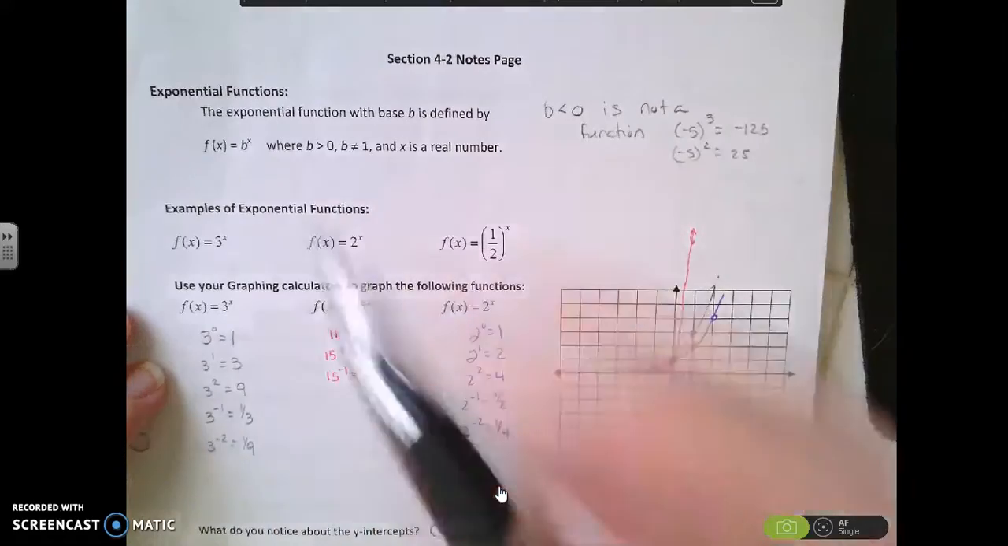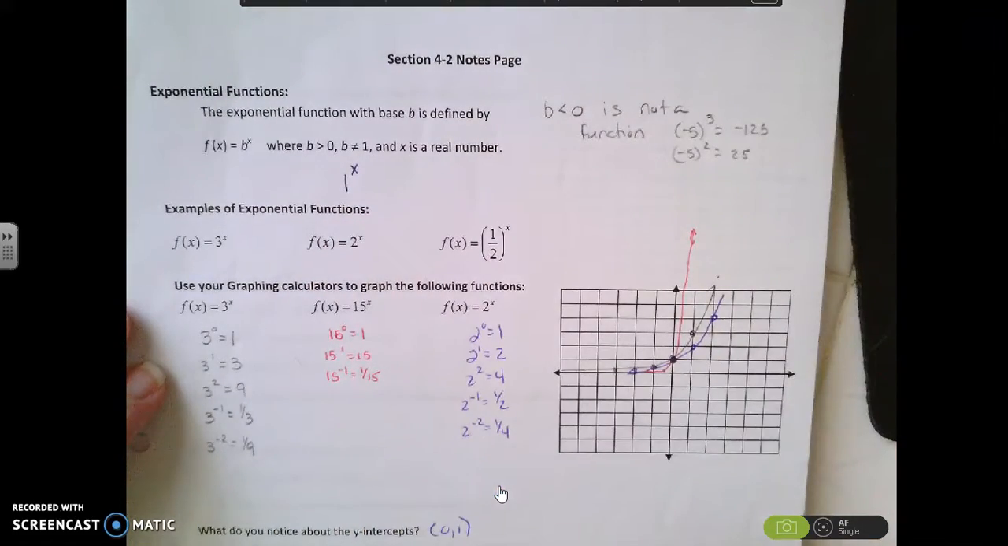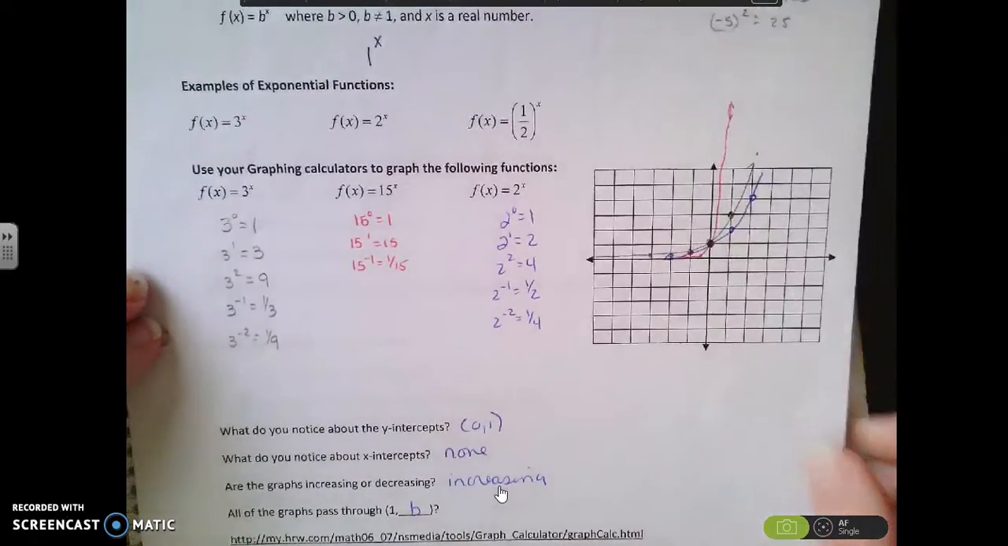So think about this for a second. If you had 1 to some power, 1 to any power is going to be 1. So we eliminate 1 because that's going to give us the same set of numbers every single time. And b has to be greater than 0 because if we make it negative, our graphs are not going to be the same. So here are some examples of exponential functions.